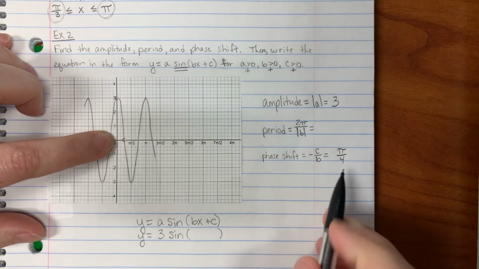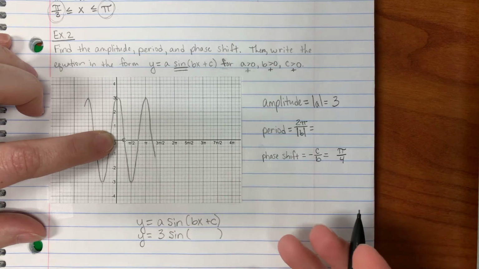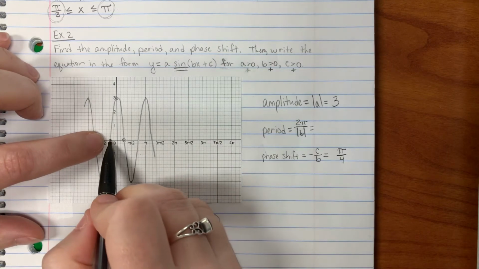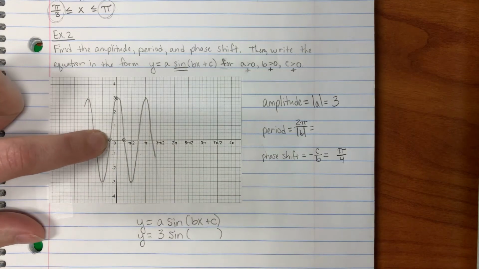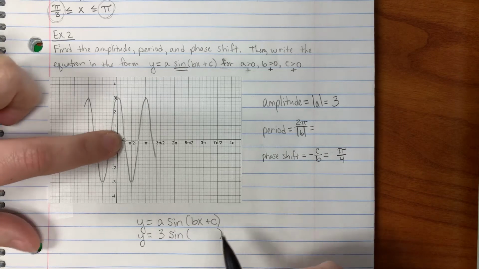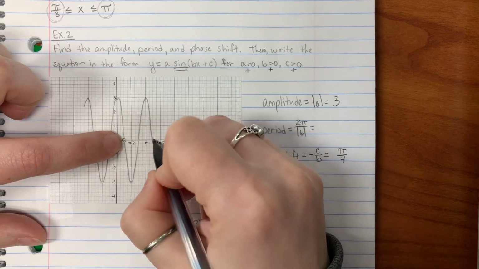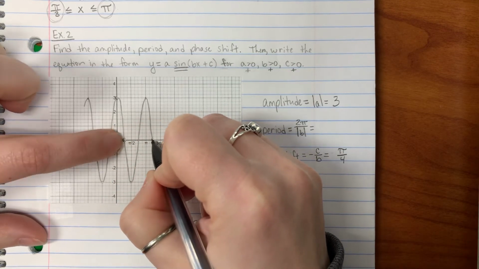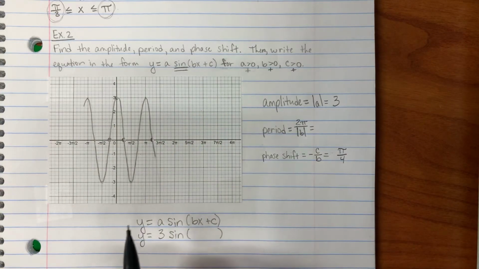Now I want you to be careful with this one. I don't know yet if it's been shifted to the left or to the right. Okay, so if it was shifted over this way, I would still have 0 at a negative pi over 4 too, right? So I don't know if this is negative or if this is positive. But what I do know is that my interval is going from pi over 4, all the way up here to that point right there, right? So let's think this through for a second.